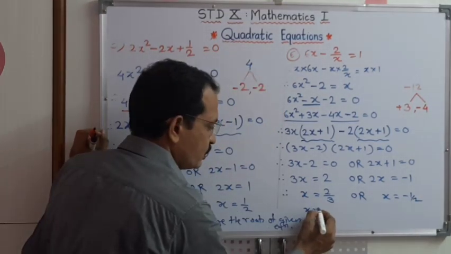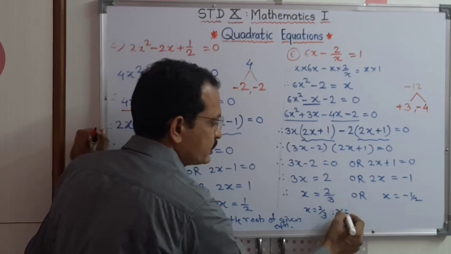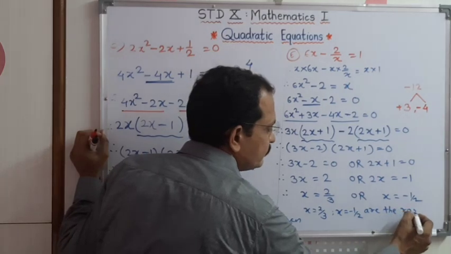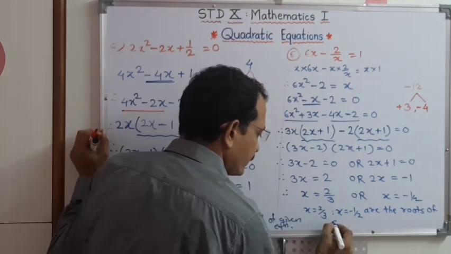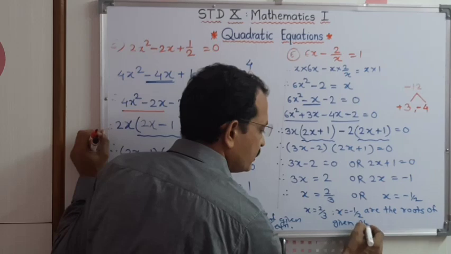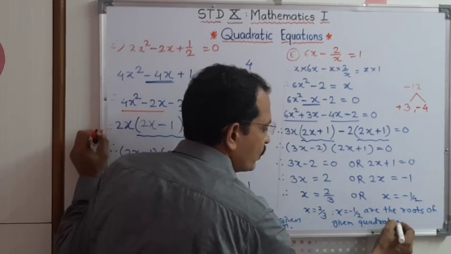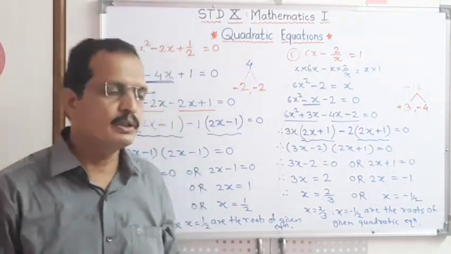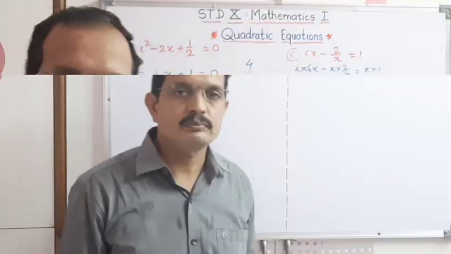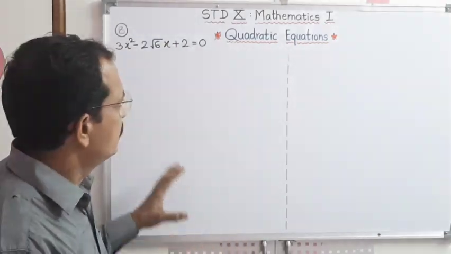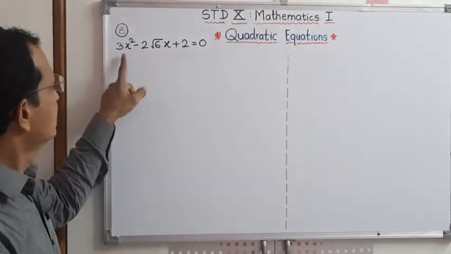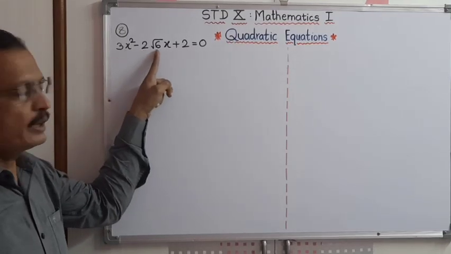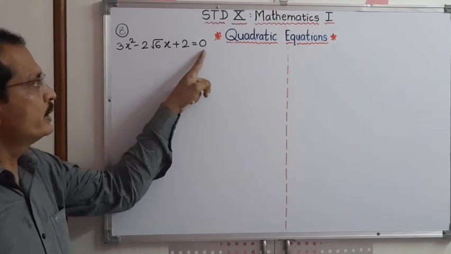Therefore x is equal to 2 upon 3 and x is equal to minus 1 upon 2 are the roots of the given quadratic equation. I think everyone understood this. Take down these two sums in your notebook. Let's start with the next sum. It is the 8th one. 3x square minus 2 root 6 x plus 2 equal to 0.